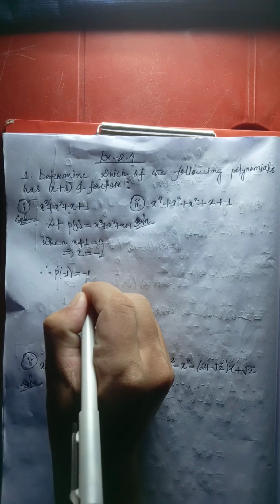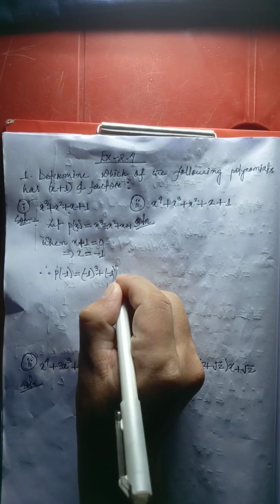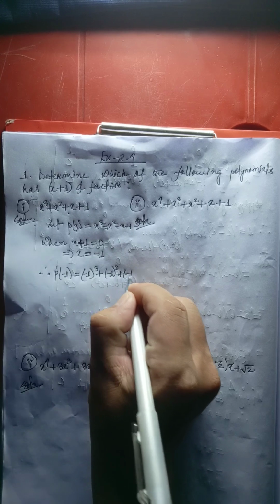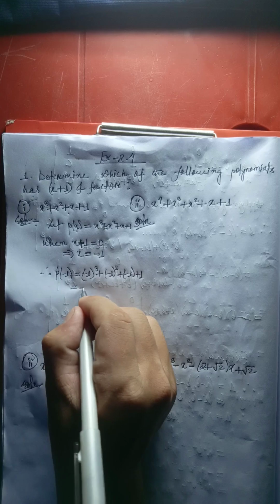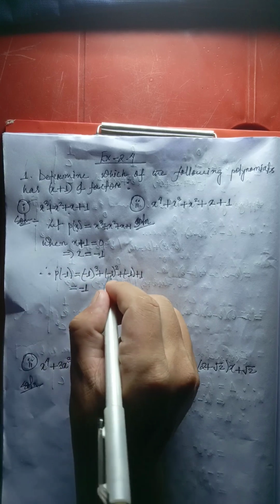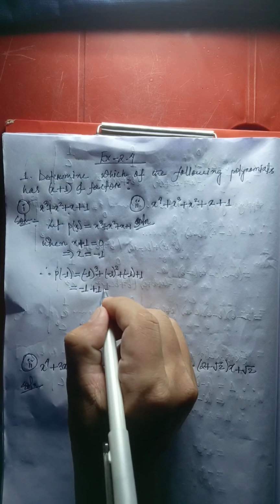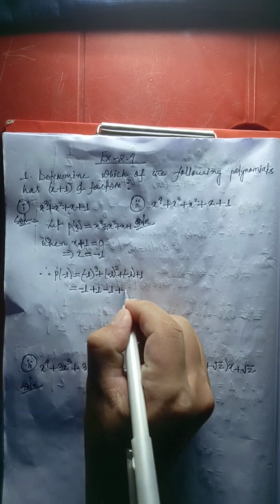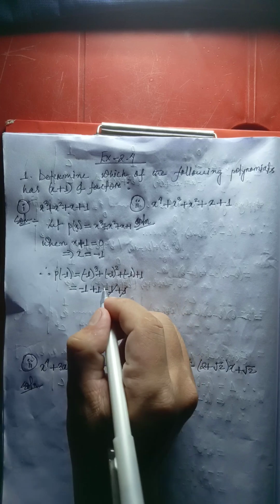P of minus 1 is minus 1 cubed, plus minus 1 squared, plus minus 1, plus 1. Minus 1 cubed will give you minus 1, minus into minus is plus, that means it is plus 1, plus minus 1 is minus 1, plus 1. You can cancel this 2 and this 2, and after that you will get 0.